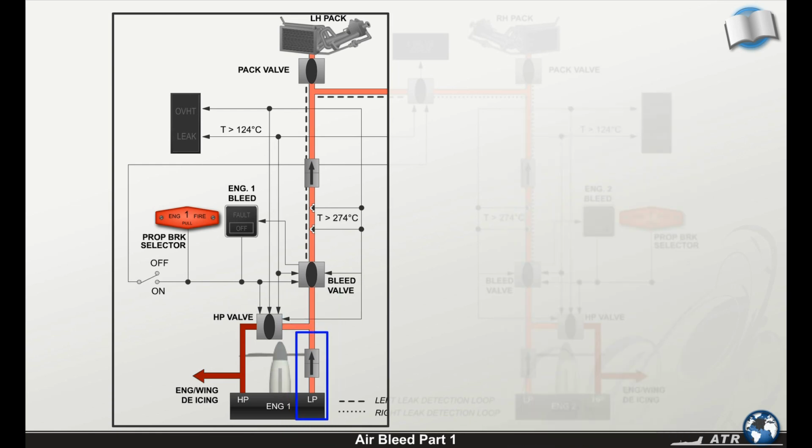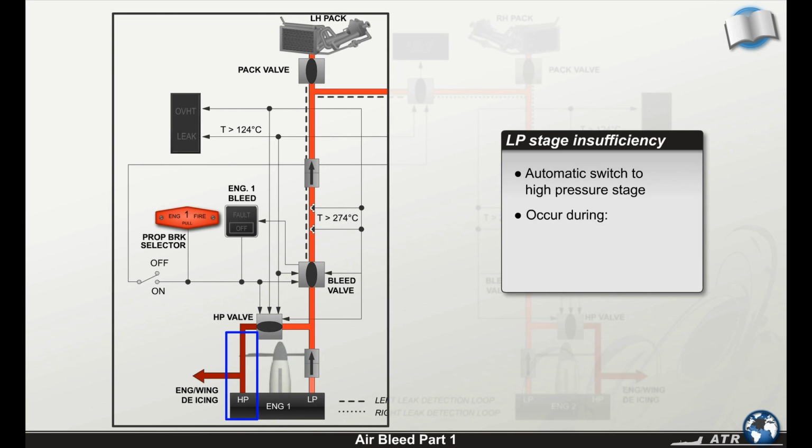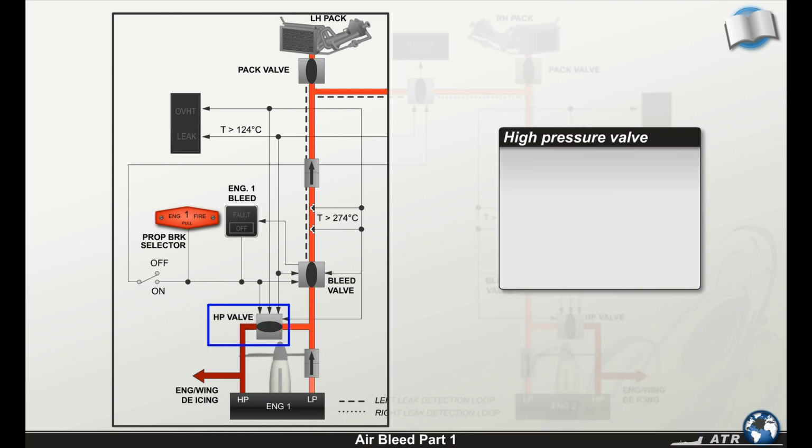In general, the low pressure stage provides air, but if the pressure from the low pressure stage is insufficient, the air source is automatically switched to the high pressure stage. This may occur during ground operations and during descent with flight idle power set on the engines. The high pressure valve achieves the transfer of air.